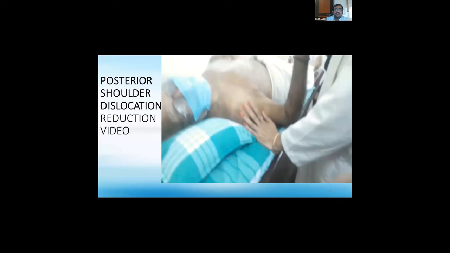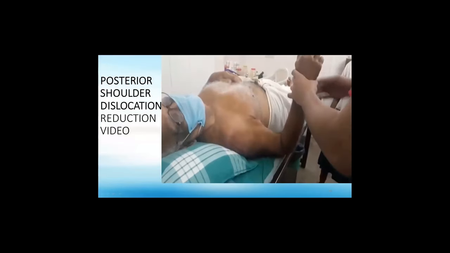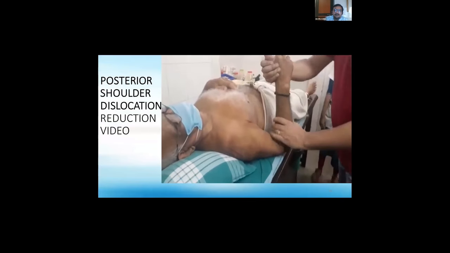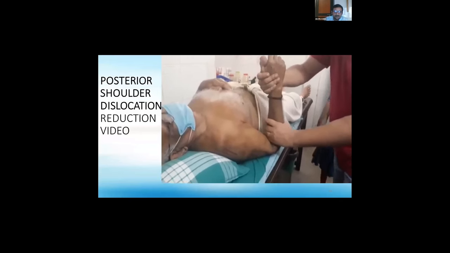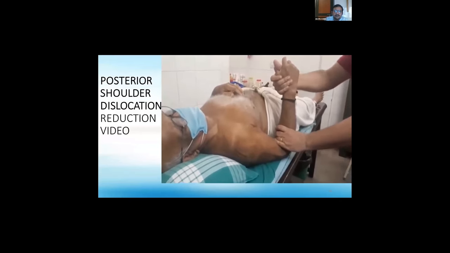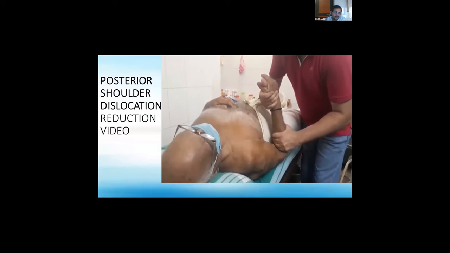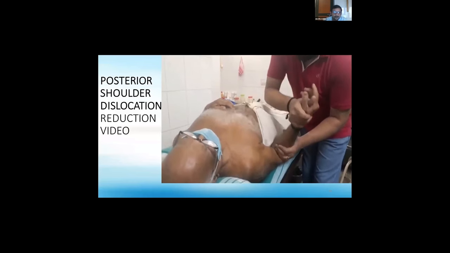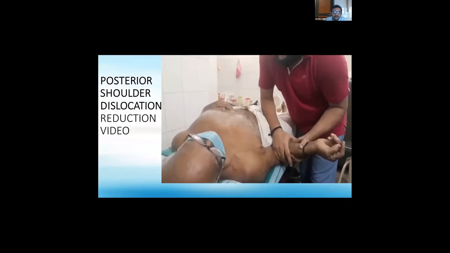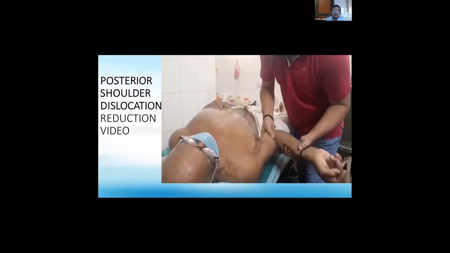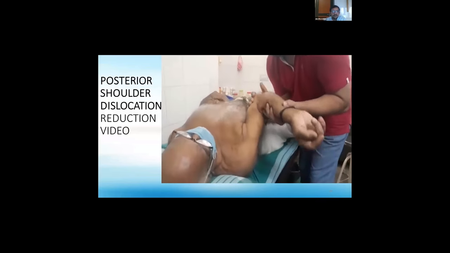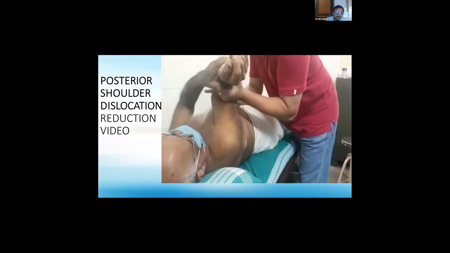Next one is a case of posterior shoulder dislocation. Accurate training and hand-to-hand training is necessary for managing orthopedic cases; only then can we do the procedure very accurately. Here also a good traction has to be given. The dislocated head has to be brought forward and the same method has to be continued.